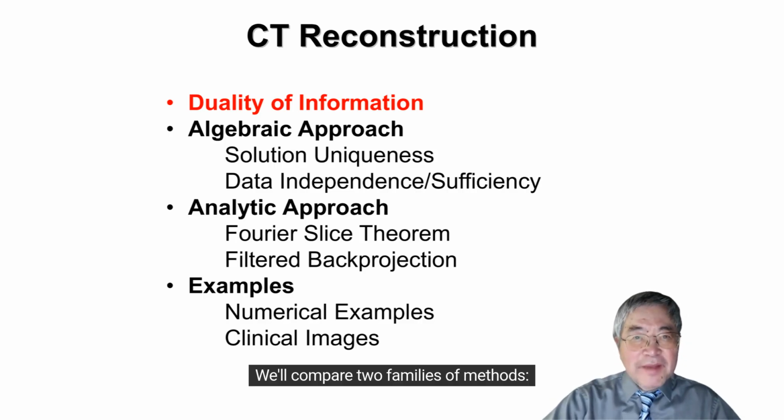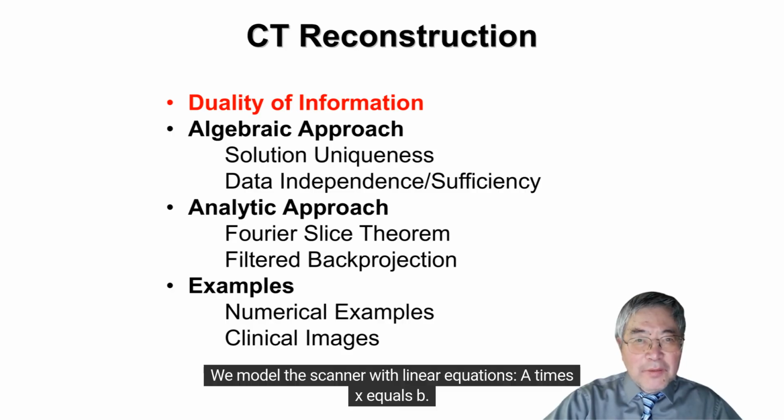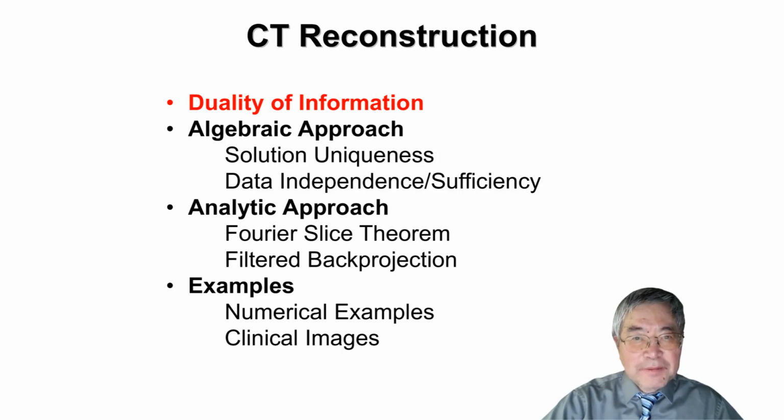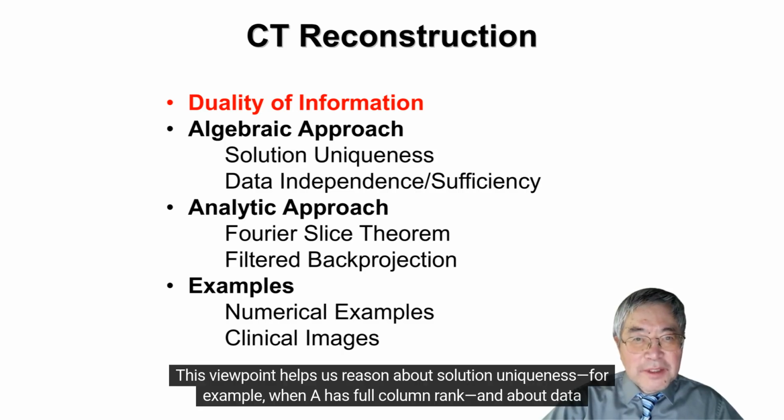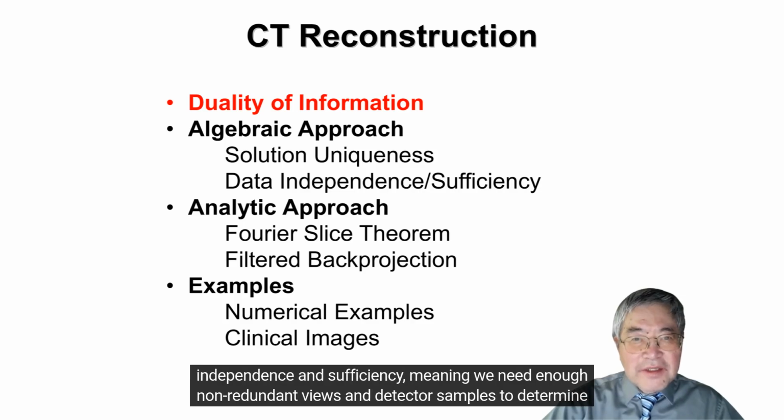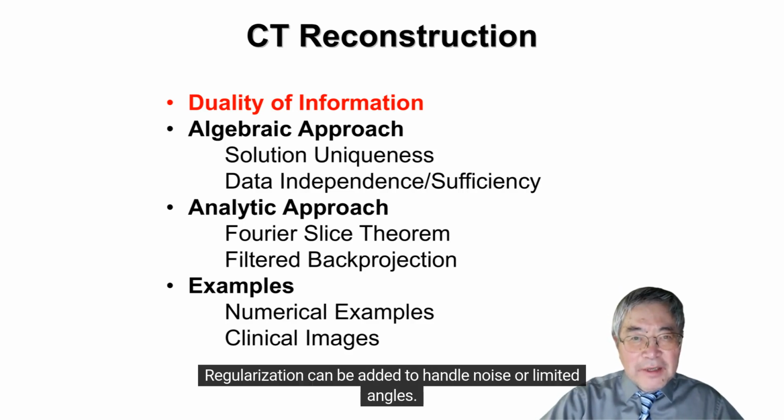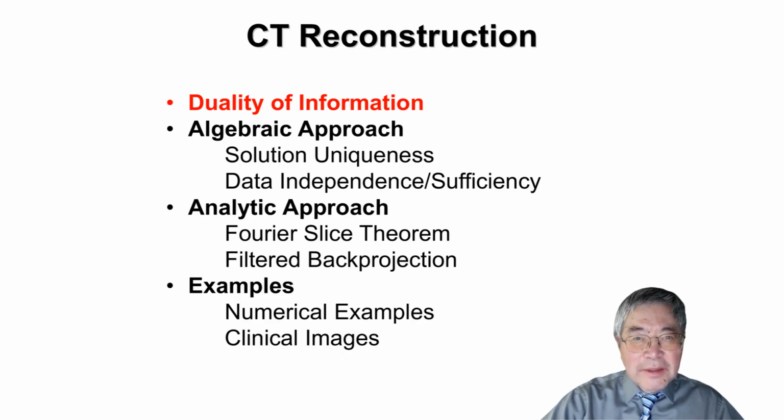We'll compare two families of methods. Algebraic approach: we model the scanner with linear equations, A times x equals b. This viewpoint helps us reason about solution uniqueness, for example, when A has full column rank, and about data independence and sufficiency, meaning we need enough non-redundant views and detector samples to determine x stably. Regularization can be added to handle noise or limited angles.